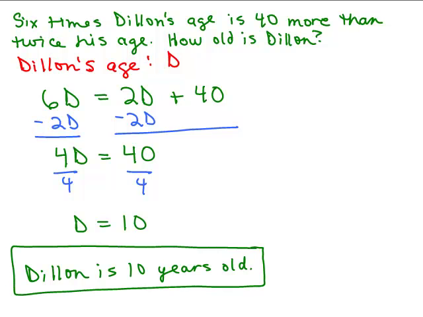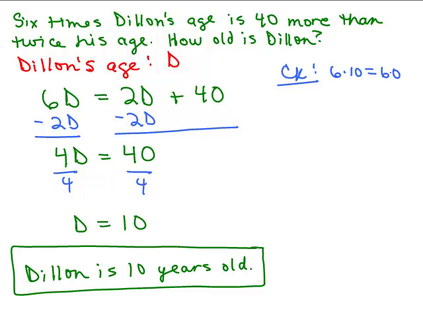Okay, let's check it because it's easy to make a mistake, so it's always good to go back to the words and see if it makes sense. All right, so let's assume I got it correct. Dylan's 10 years old. It says 6 times Dylan's age is 40 more than twice his age. Well, what's 6 times his age? 6 times 10 would be 60.